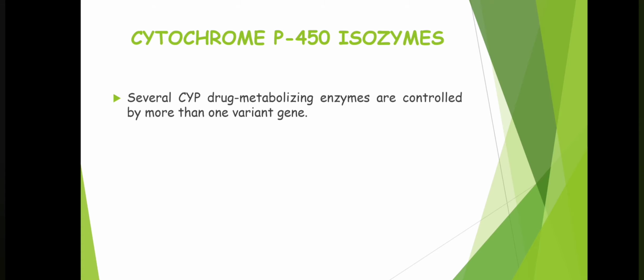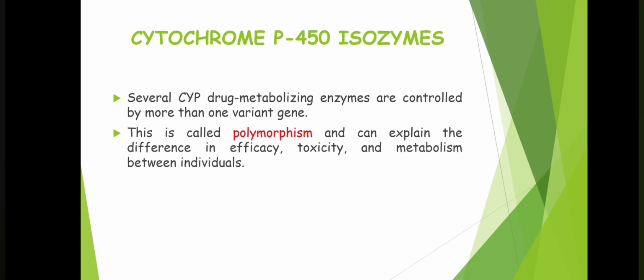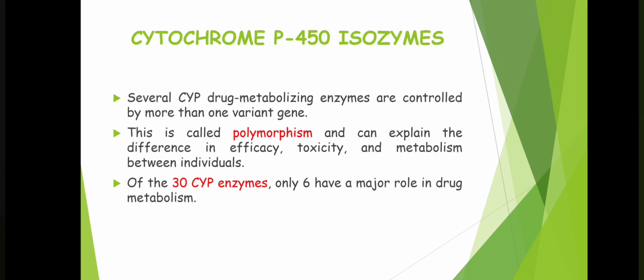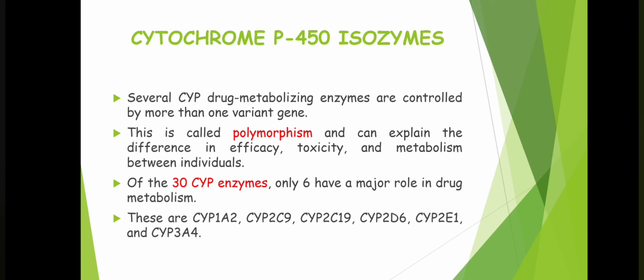Several CYP drug metabolizing enzymes are controlled by more than one variant gene. This is called polymorphism and can explain the difference in efficacy, toxicity and metabolism between individuals. Of the 30 CYP enzymes, only 6 have a major role in drug metabolism, and these are CYP1A2, CYP2C9, CYP2C19, CYP2D6, CYP2E1 and CYP3A4. So we'll check out a few of these enzymes.